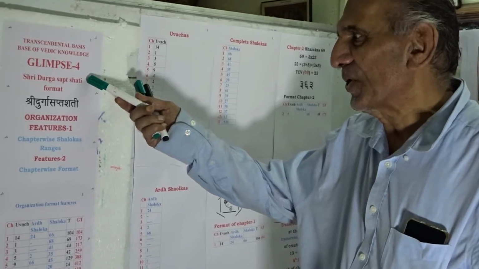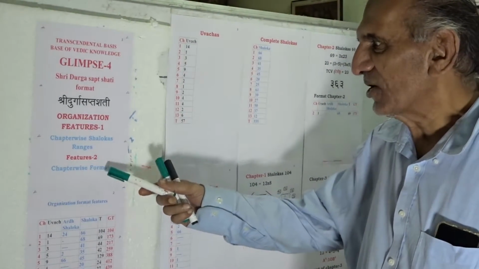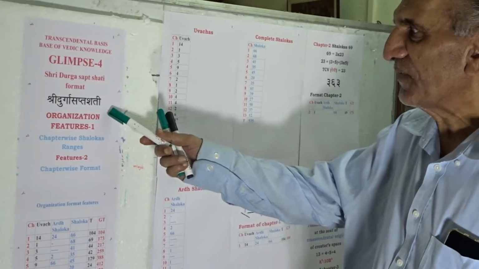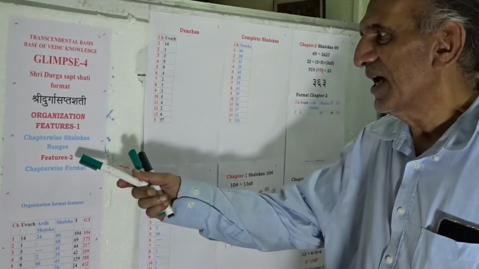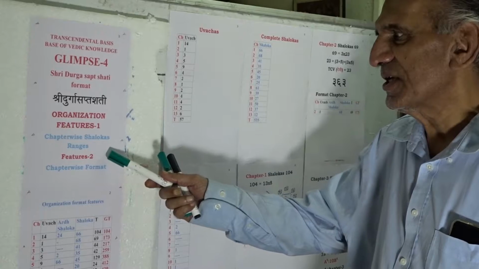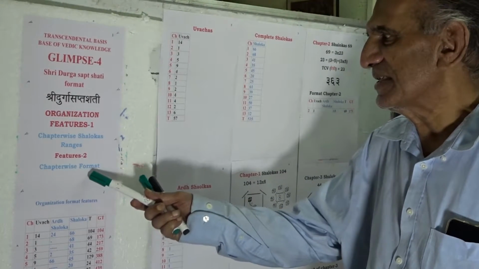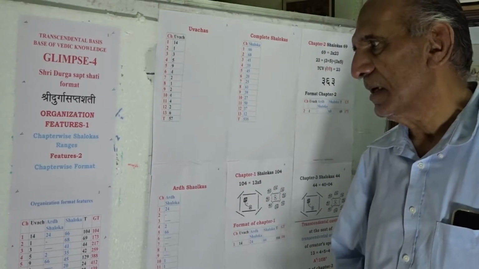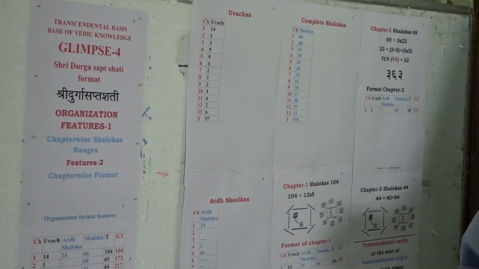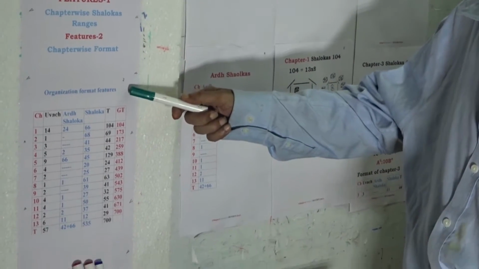In Glimpse 4, today we will be taking up the second set of organization features. The first set of organization features was chapter-wise shloka ranges, and today we will be taking up shloka-wise formats. This chapter-wise organization table is in sheet 2.